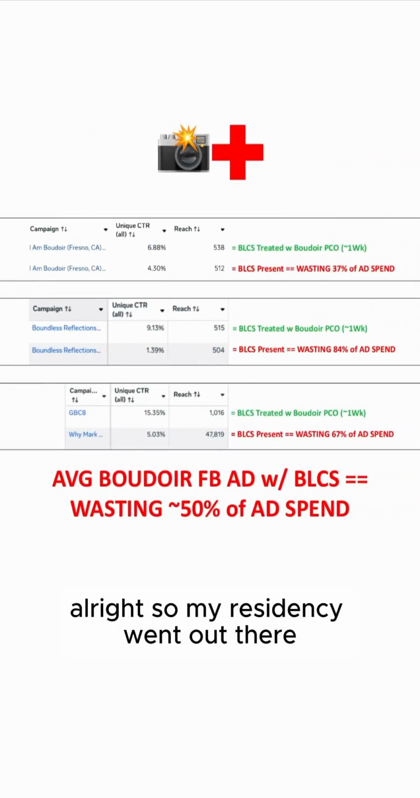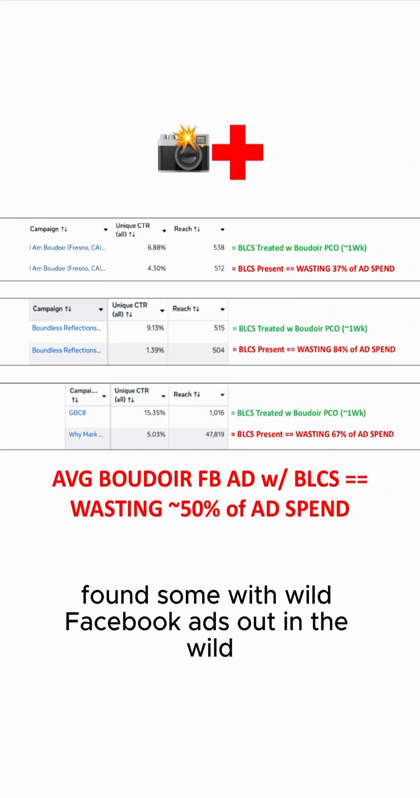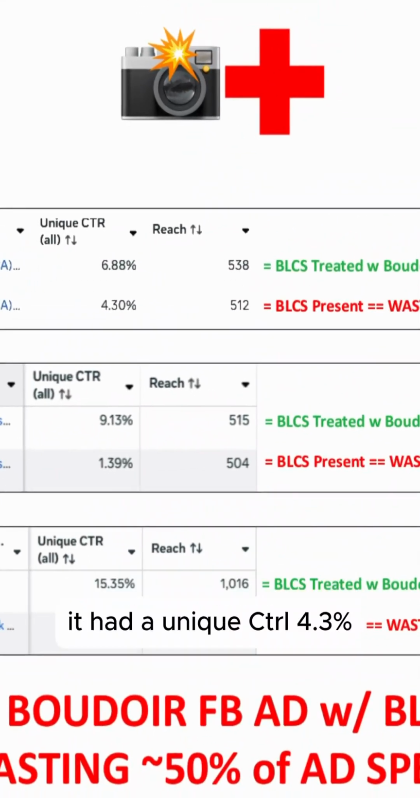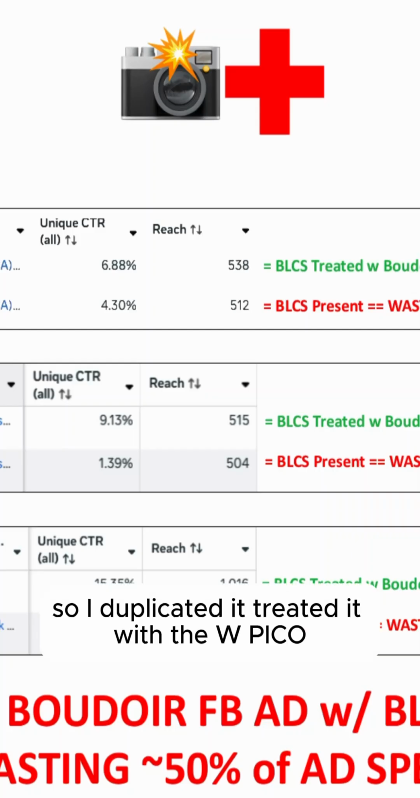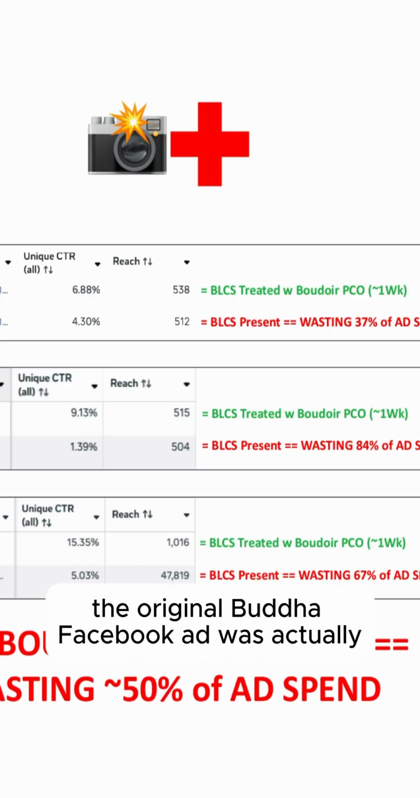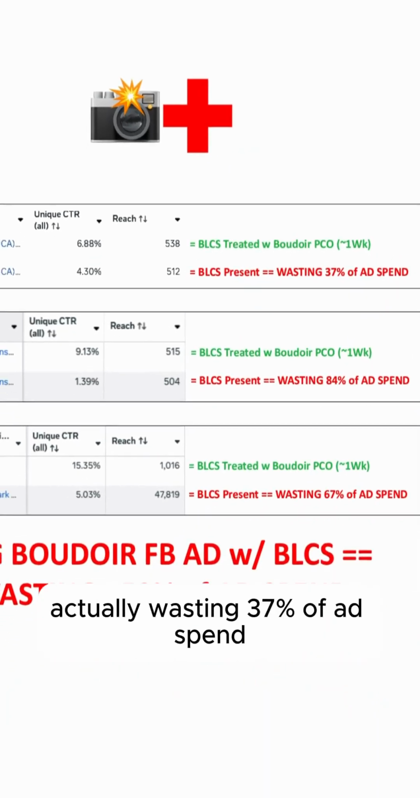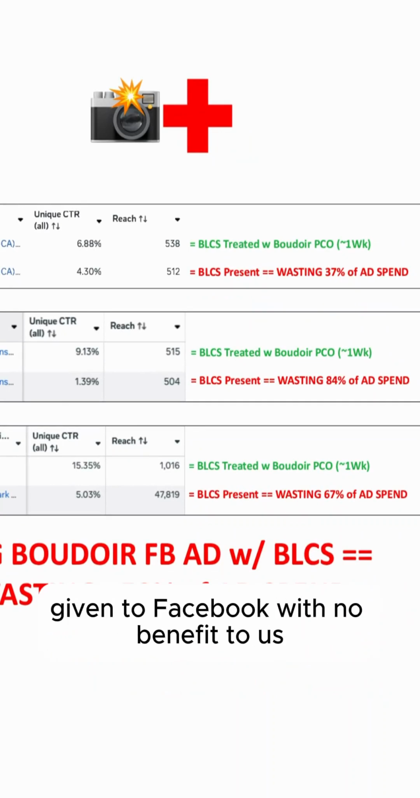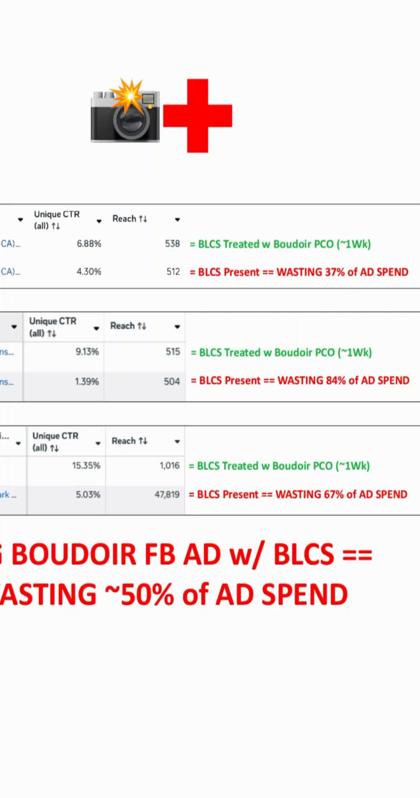All right, so in my residency, I went out there and found some Boudoir Facebook ads out in the wild. Had a first one, brought it to the hospital, tested it, had a unique CTR all of 4.3%. So we know BLCS is present. So I duplicated it, treated it with Boudoir Pico, took about a week, and got the unique CTR all up to 6.88%. So we found out the original Boudoir Facebook ad was actually wasting 37% of ad spend, literally just being thrown out the window, given to Facebook with no benefit to us.